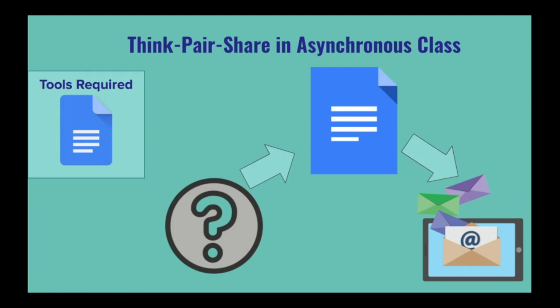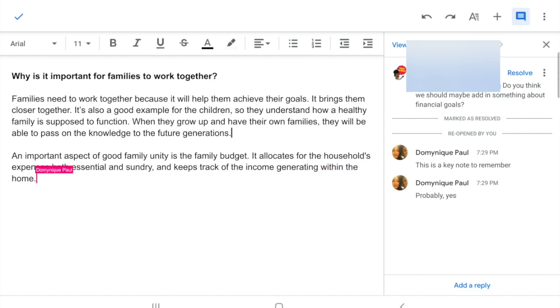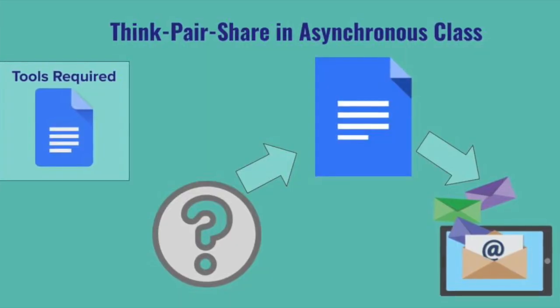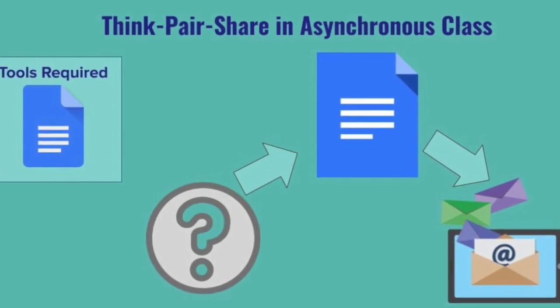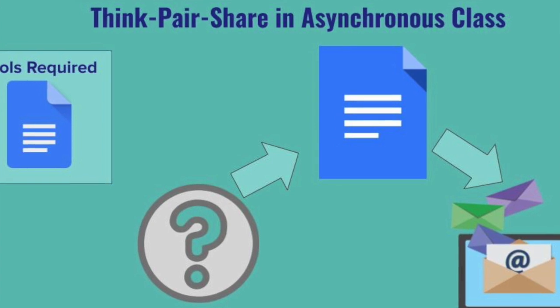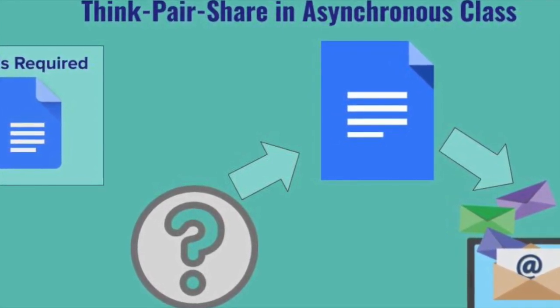They can discuss and negotiate their responses using the comment feature. Here's what that looks like in practice. Step 3 is as simple as submitting the finished document to the teacher via email. The peer group can also share their response with the class orally in the next live session or publish their document to a class website or wiki.